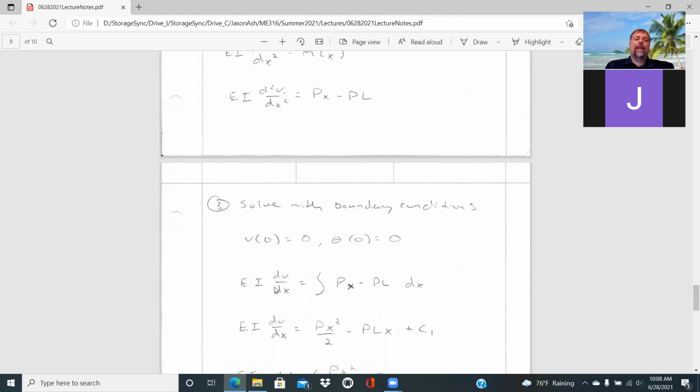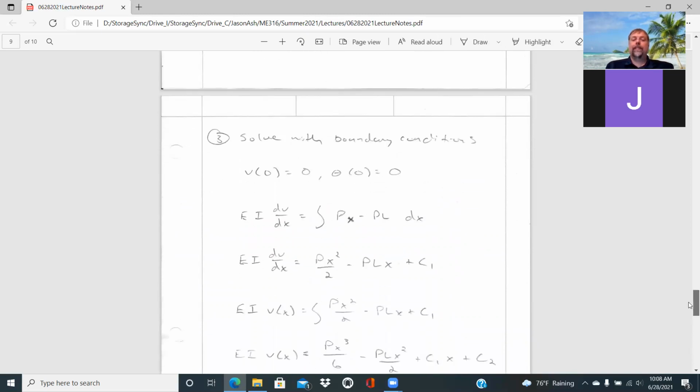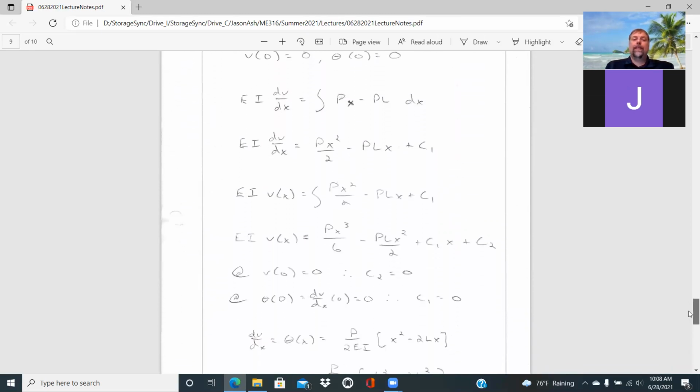We have EI dv dx, and integrating px minus pl with respect to x, we end up with EI dv dx equal to px squared over 2 minus plx plus c1, our constant of integration. And if we integrate back again, we have EI v of x is equal to px cubed over 6 minus plx squared over 2 plus c1x plus c2. And so we have our 2 equations now for our slope and for our elastic curve, v as a function of x.